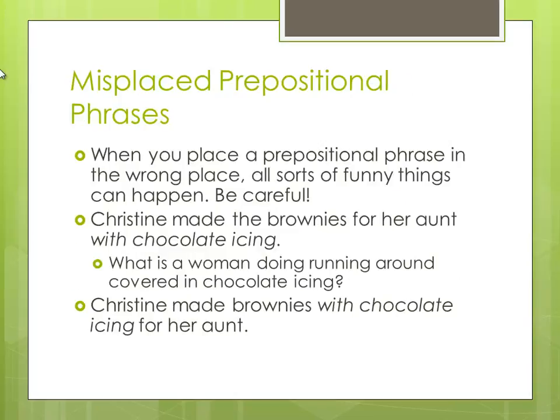Misplaced prepositional phrases. When you place a prepositional phrase in the wrong place, all sorts of funny things can happen. Be careful. So saying, Christine made the brownies for her aunt with chocolate icing. Well, what is the woman doing running around covered in chocolate icing? How it should say is, Christine made brownies with chocolate icing for her aunt. So just by switching around where the chocolate icing goes, it talks about the brownies versus her aunt.